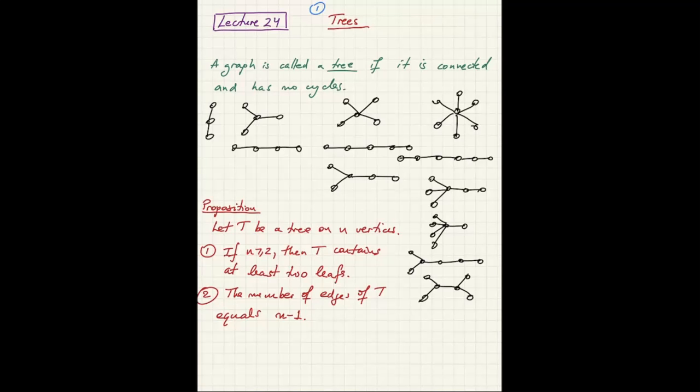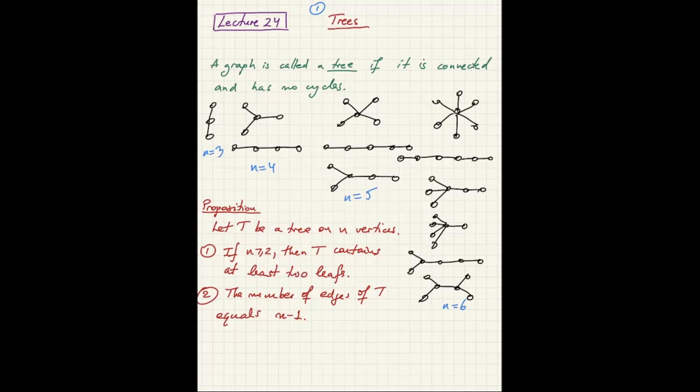So on the screen, you see various examples. You see unlabeled trees when n equals 3 over here. And then when n equals 4, you see the unlabeled trees over there. N equals 5, I draw them, and I draw some more examples for n equals 6 in the right column.